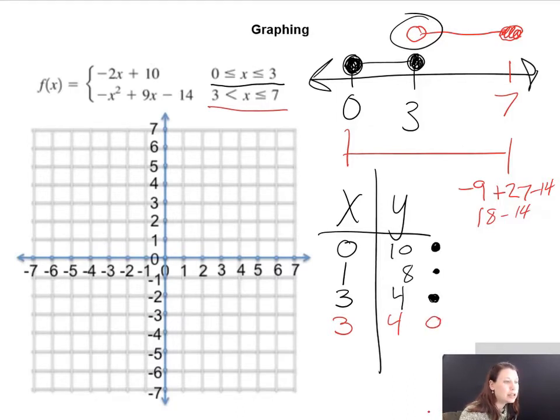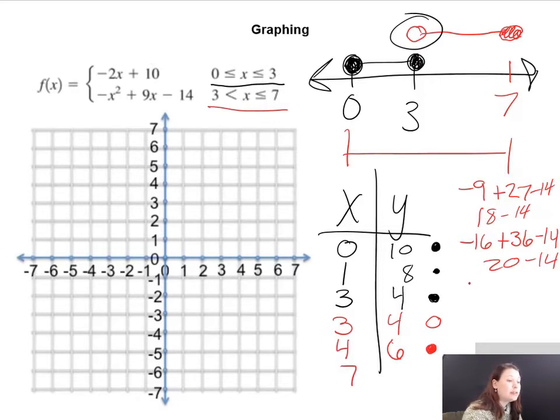Okay, now let's get another middle point. So let's pick something in between 3 and 7. Let's do another easy one, 4. So 4 squared is 16, so negative 16 plus 36 minus 14. So negative 16 plus 36 is 20, minus 14 is 6. So that, because it's an actual point, will be filled in. Okay, now let's go ahead and do our endpoint of 7.